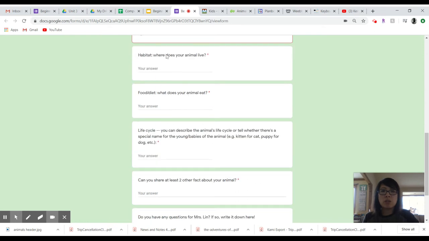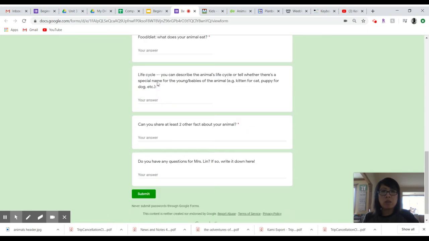There's going to be a question about habitat. So where does your animal live? There's going to be a question about what your animal eats, their food and diet. And then there's a section on life cycle. So for this question, you can describe the animal's life cycle really briefly. You don't have to write a whole paragraph about it, just really quickly what that life cycle is.